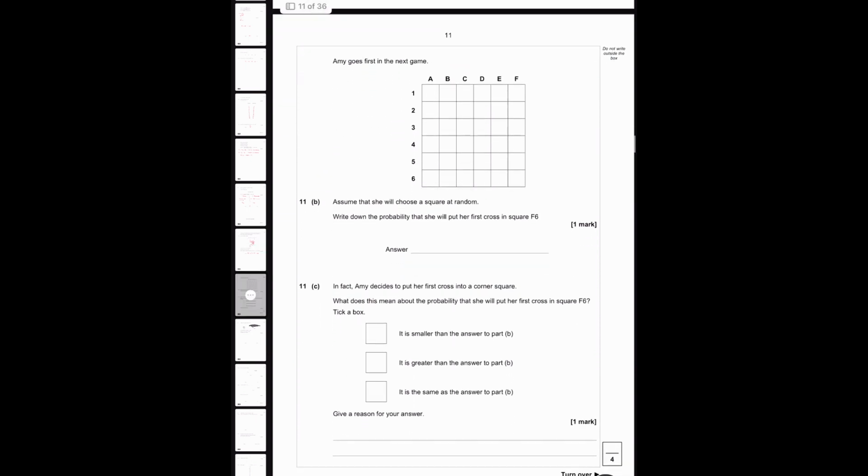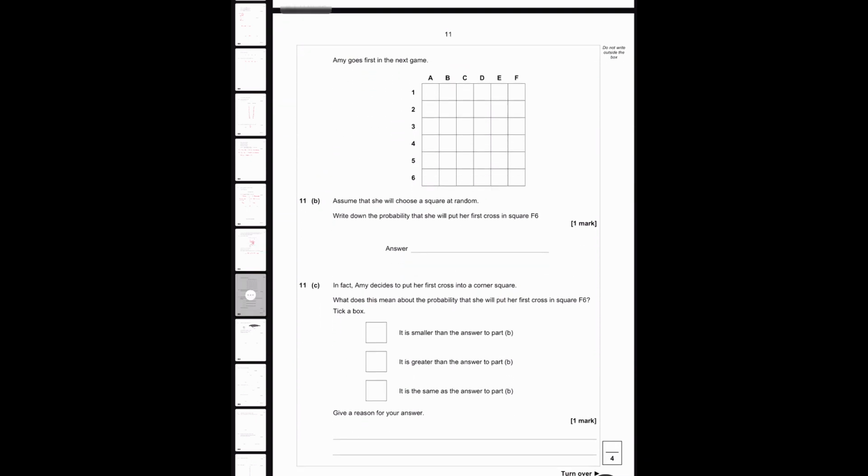The next part of the question says that Amy goes first in the next game. Assume that she will choose a square at random. Write down the probability that she will put her first cross in F6. She is choosing to put it in one square, which means 1 is our numerator, and if we count the total number of squares, we have 36, meaning our answer is 1 out of 36.